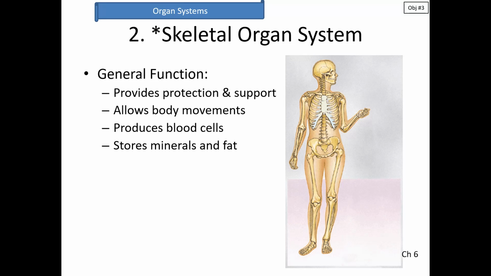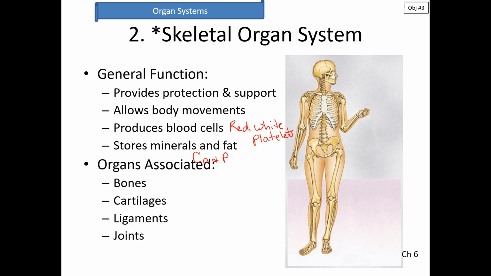Produces blood cells. This is red blood cells, white blood cells, and platelets. Also stores minerals and fat. So keep in mind the minerals. When we use the word minerals, we're talking about elements. So the minerals that it stores is calcium and phosphorus. And believe it or not, your bones, there's fat in there. So yes, they store fat.